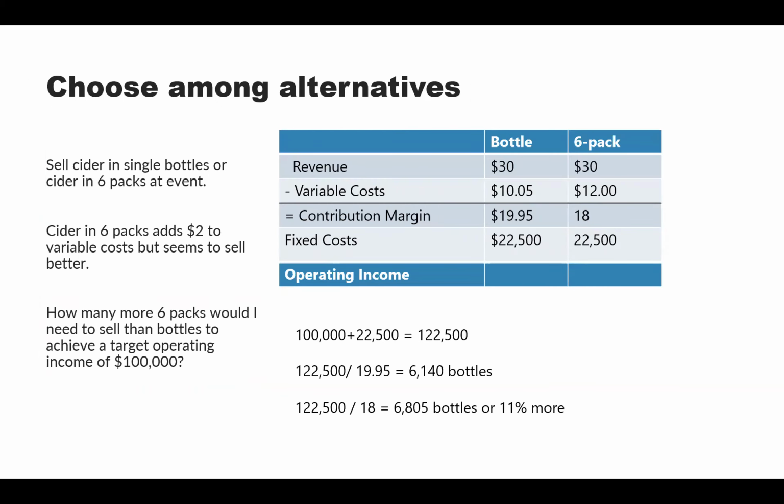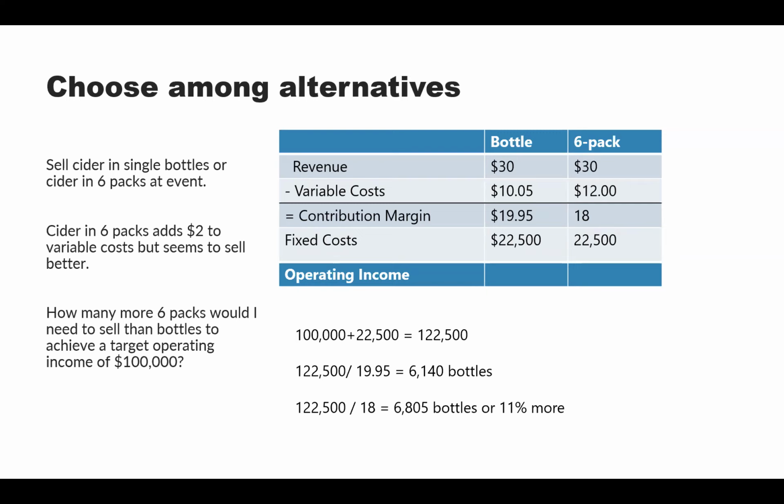The key thing is that this can help you choose among alternatives. So let's use an example. If you want to decide whether you should sell cider in single bottles or cider in 6-packs at the event, and cider in 6-packs adds $2 to variable costs, but it does seem to sell better, you'd want to know how many more 6-packs would I need to sell than bottles in order to achieve a target operating income of $100,000 still.